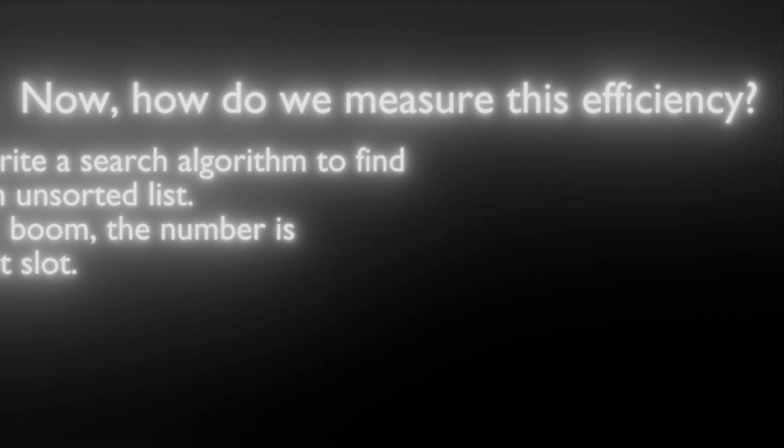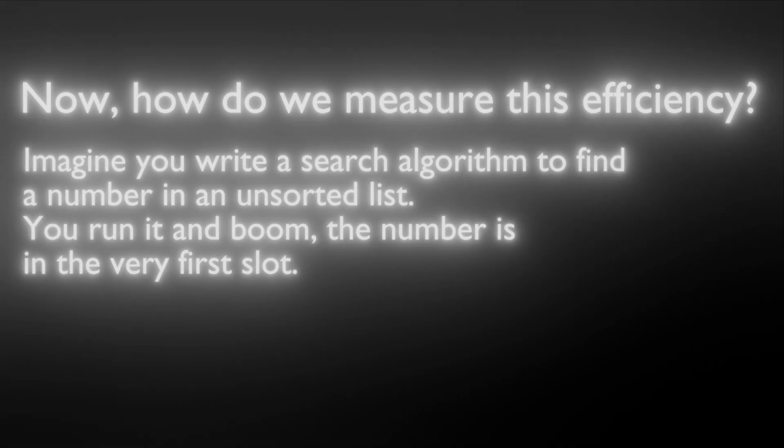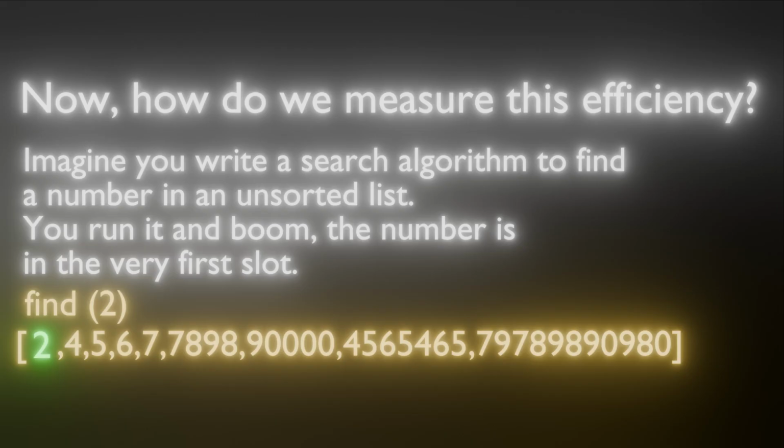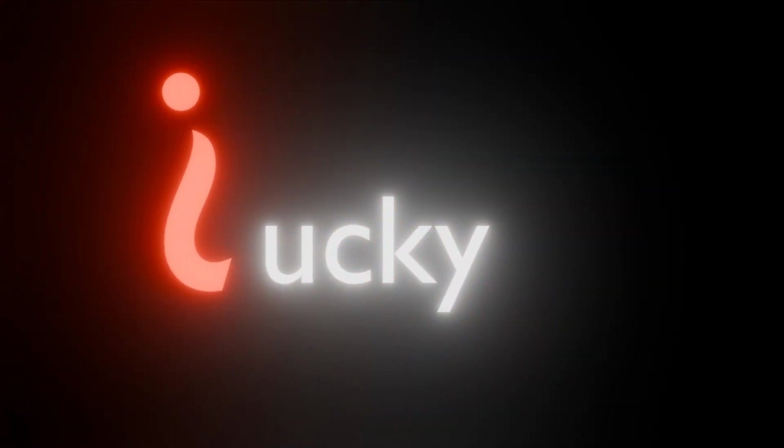Imagine you write a search algorithm to find a number in an unsorted list. You run it, and boom, the number is in the very first slot. It took exactly one step. Does that mean you wrote an ultra-fast algorithm? No, you just got lucky. This is the best-case scenario. As programmers, we cannot engineer systems based on luck.